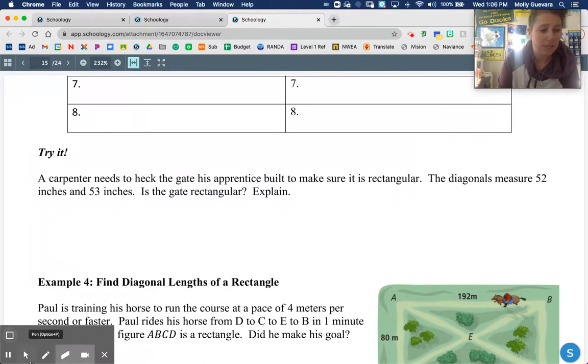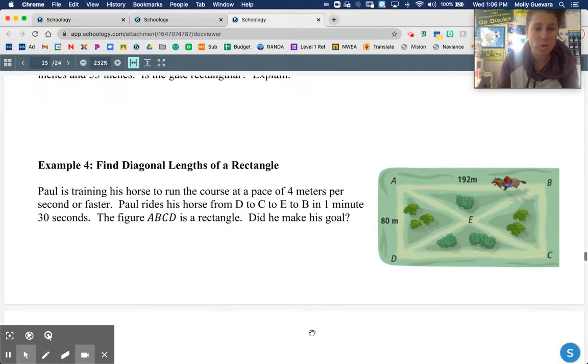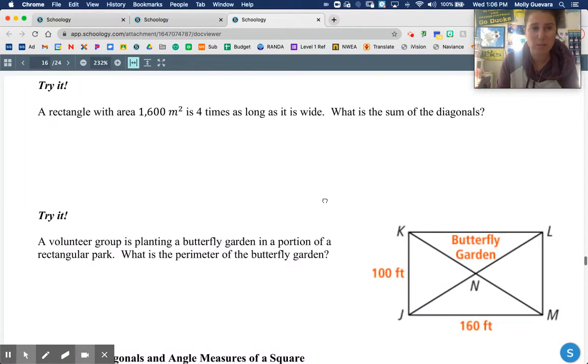So again, we're going to skip example 4, but we are going to do the try it. So we'll do some of these together. So we'll do one together and then you guys will try one.